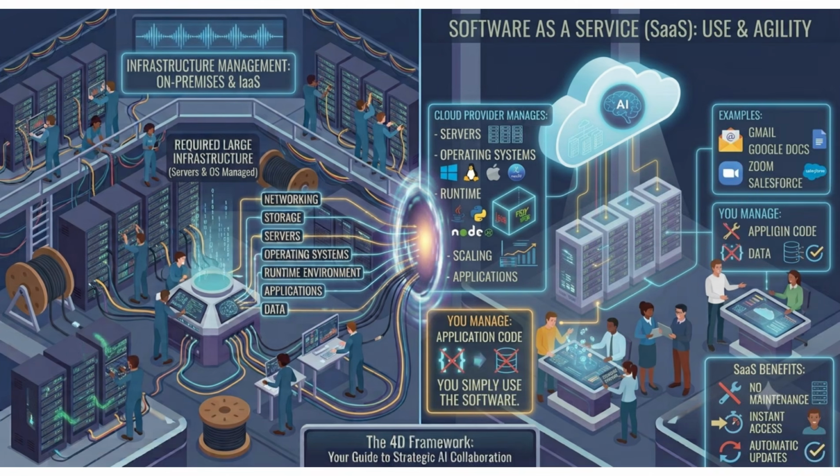Software as a service, SaaS. This is the most common cloud model. You don't manage anything. You simply use the software. Examples: Gmail, Google Docs, Zoom, Salesforce. Everything is managed by the provider.